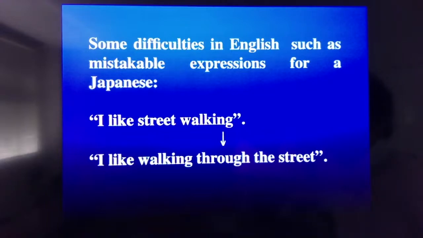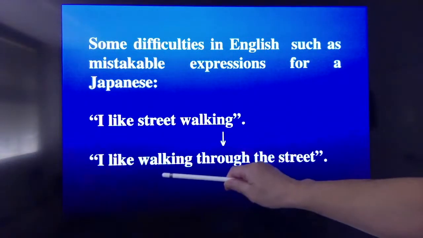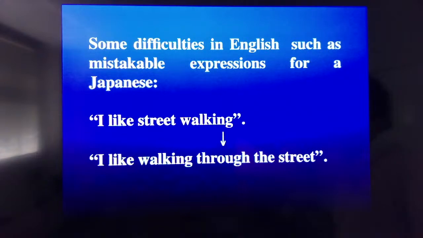This is again a quite serious story. I like street walking. I like walking through the street. These days, the government announced that you should not go out a lot outside. You could do just short walking or something like that a day to prevent the spread of the virus. So maybe you would say, I like street walking. In the case of just walking outside, you have to say, I like walking through the street. I like walking through or via the street, something like that.